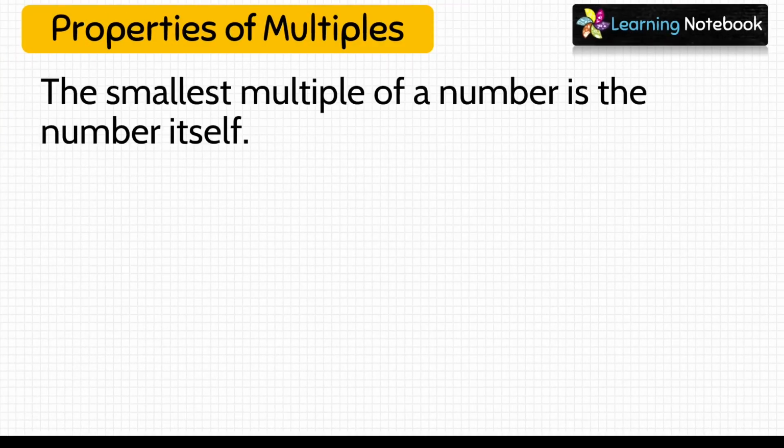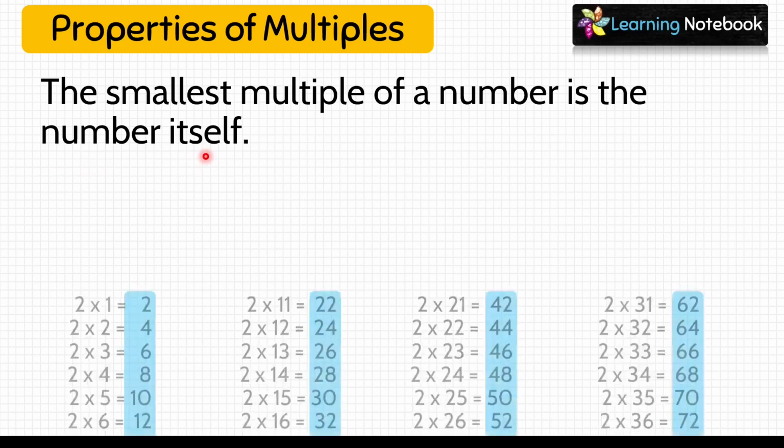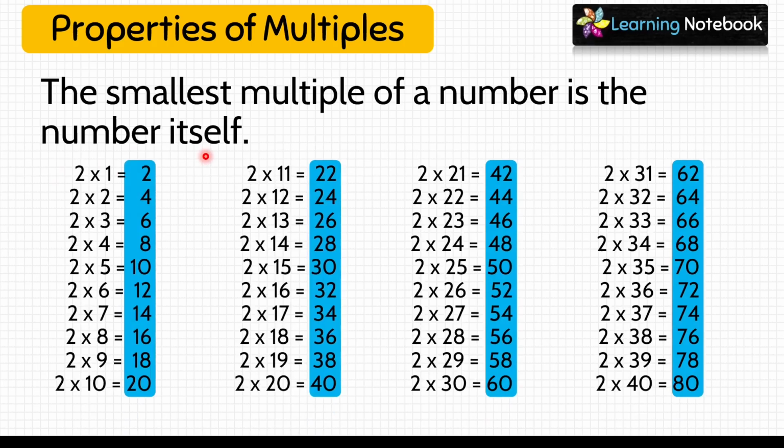Now the next property of multiples is the smallest multiple of a number is the number itself. Here students, you can see multiples of 2 up to 80. But the smallest multiple of 2 is the number itself, that is 2. So this is the second property of multiples, that is, the smallest multiple of a number is the number itself.